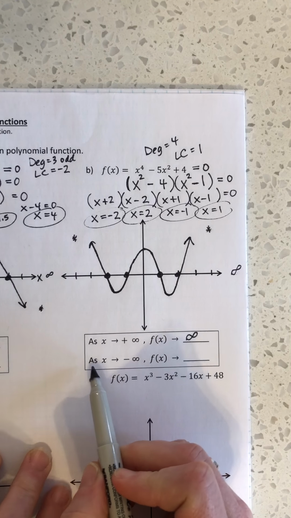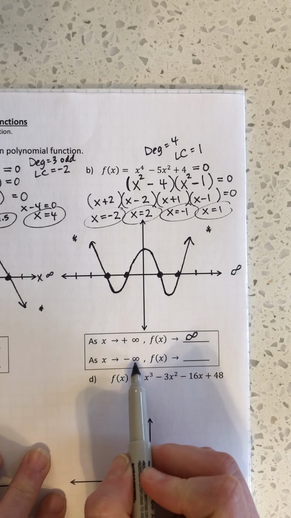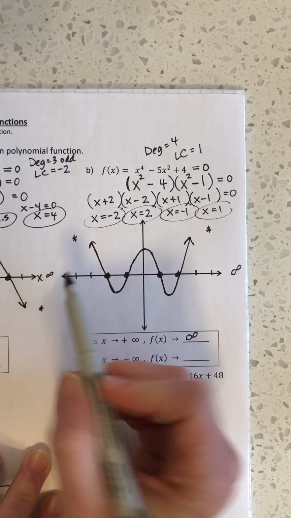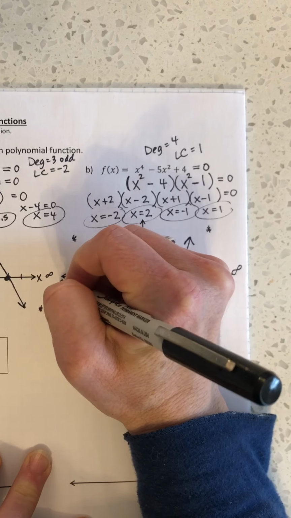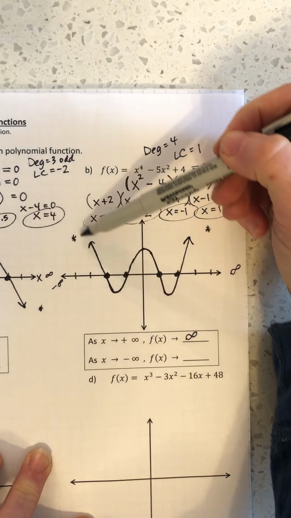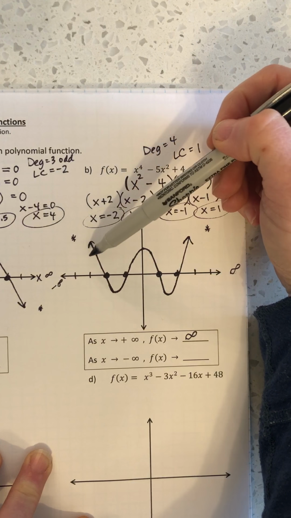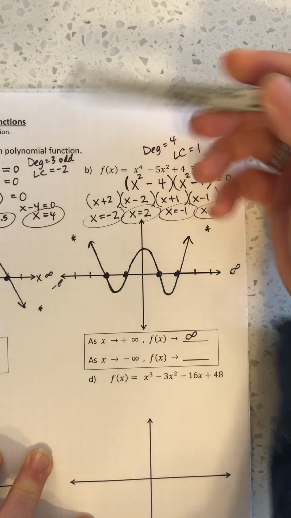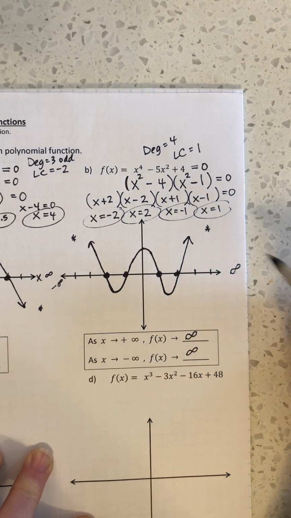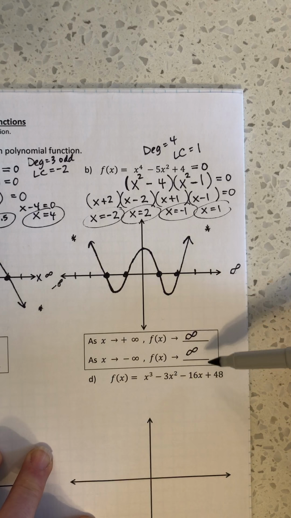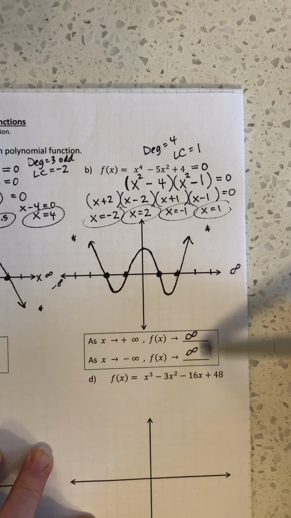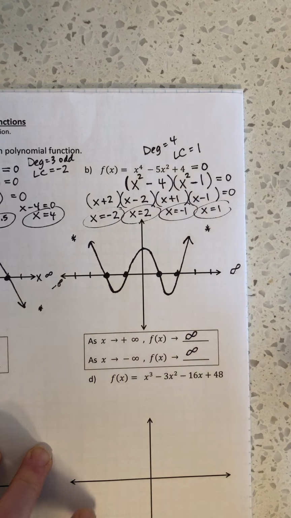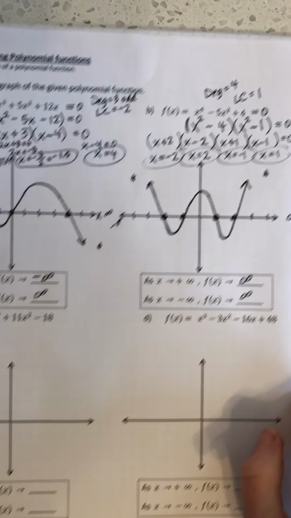Well, look at the left side. As x goes to negative infinity, as x gets smaller and smaller and smaller and heads towards negative infinity, what is the y value doing at this end of the graph? It's going up, so who is y heading towards? Positive infinity. And notice on an even degree graph, the end behavior should be the same. So they should head towards the same infinity. All right, let's try another one.